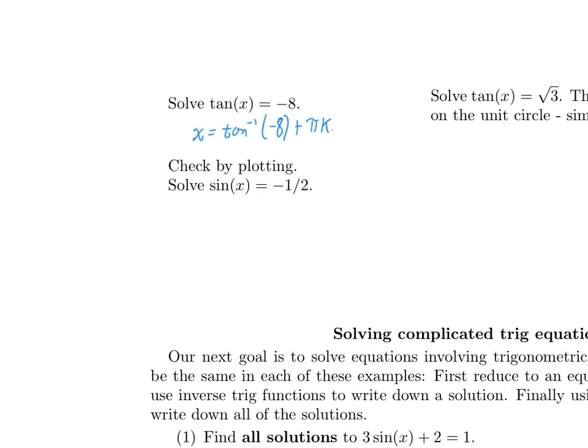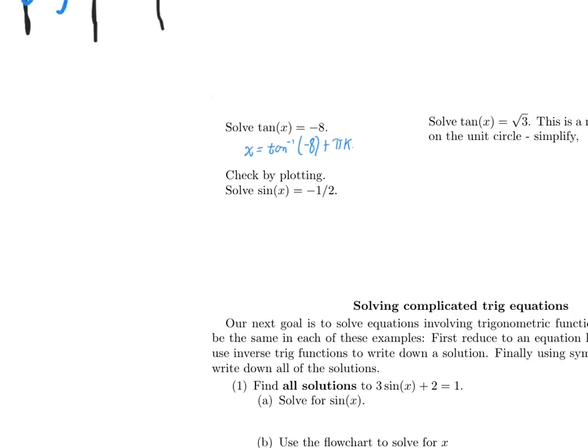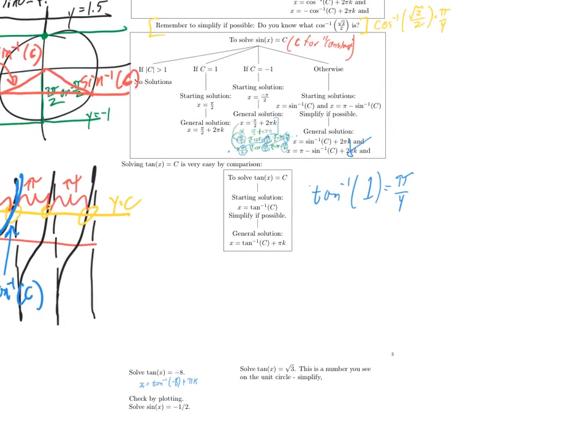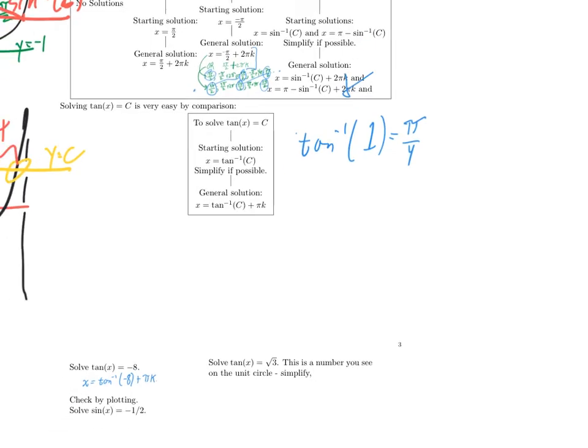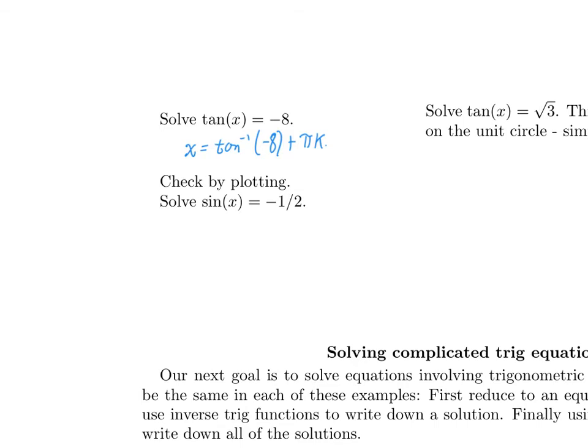Let's solve sine of x is equal to -1/2. So, following this, the two starting solutions will be inverse sine of -1/2 and pi minus the inverse sine of -1/2. Then we'll add 2 pi k's. So to solve the sine of x is equal to -1/2, we'll get inverse sine of -1/2 plus 2 pi k. And we'll also have pi minus inverse sine of -1/2 plus 2 pi k.